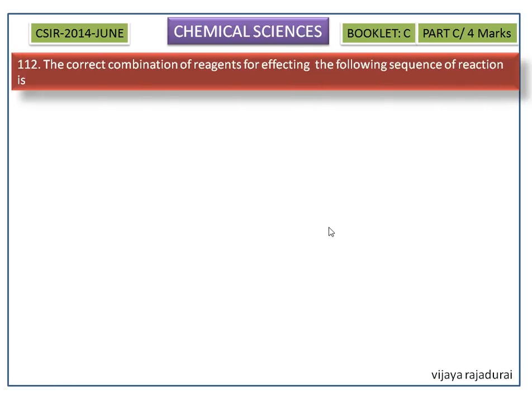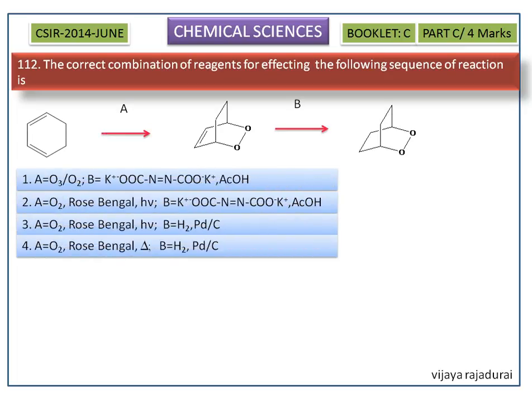The correct combination of reagents for effecting the following sequence of reactions is. The options are shown here. First, we analyze the reagents A and B. The reagent A options are ozone enriched oxygen and rose bengal.